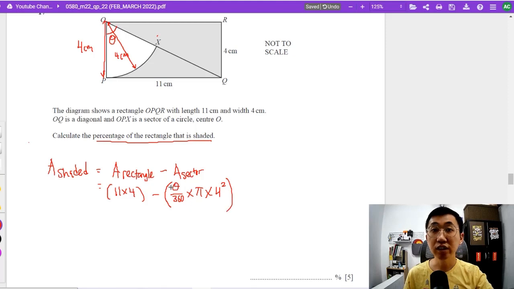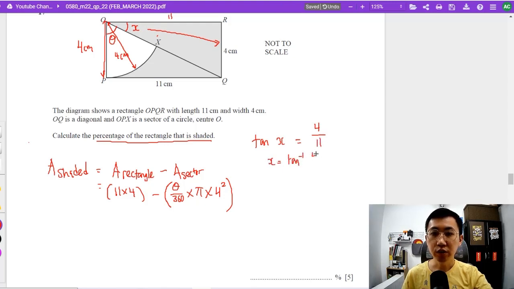We do not know the theta, the angle here. Let's call this another one, let's call this x. We are going to find this angle using our trigonometry, so we have to do our working sideways first. Tangent x is going to be opposite, which is 4, over adjacent, which is 11. Shift tangent, or inverse tangent, you will now find your angle x.